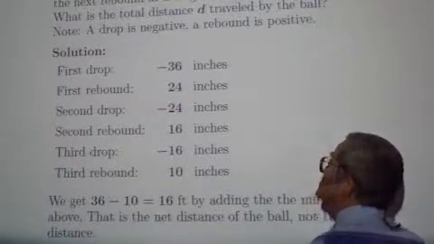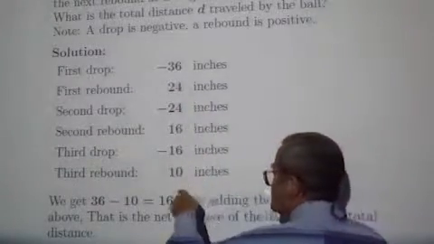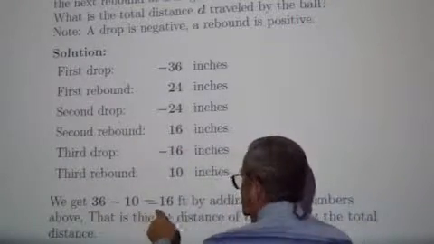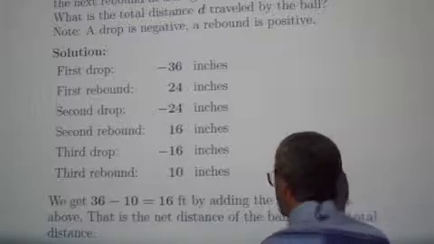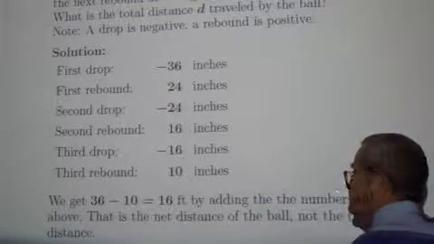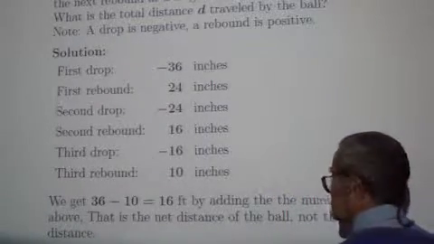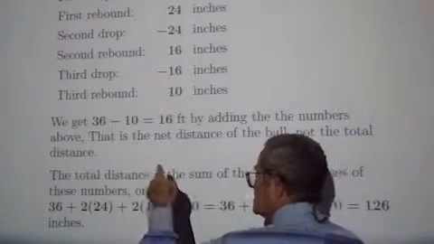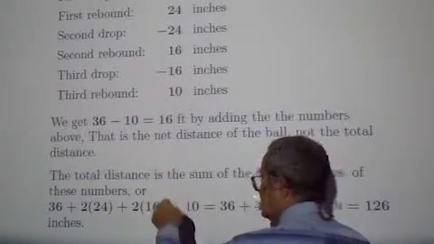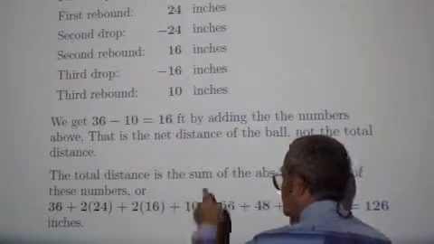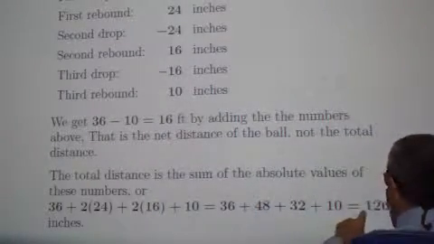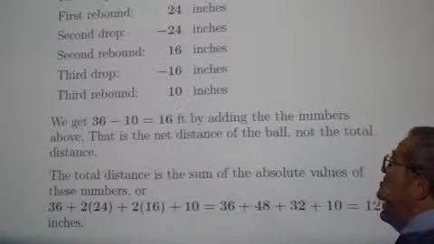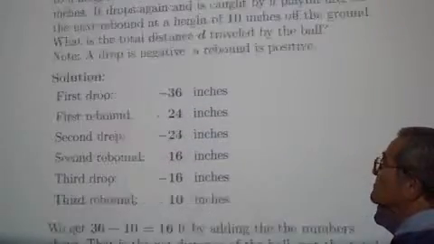So if you were to take the negative 36, or the 36 if you want to, minus 10, that would give you 26 inches by adding just the numbers at the end. But the total distance is 36 plus 2 times 24 plus 2 times 16 plus 10, or the total is supposed to be 126 inches. So you want to look at that.